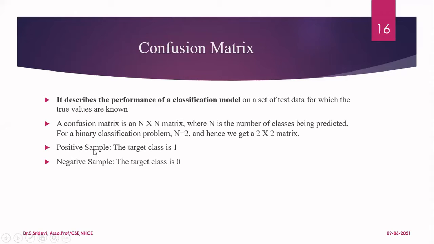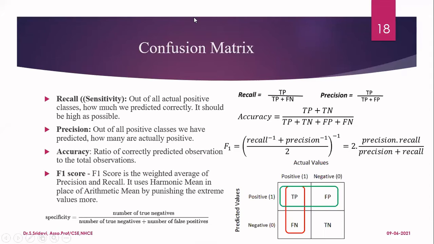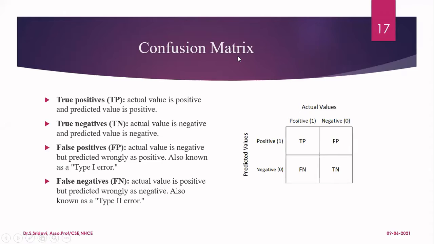So I am going to consider the samples as positive samples and negative samples. If I have a positive sample, my target class will be 1. If I have a negative sample in my output, the target class will be 0. So when you go for the confusion matrix, we have totally 4 different terms in this: true positive, true negative, false positive, and then false negative. We are giving these terms based upon the actual value and the value predicted from your model.